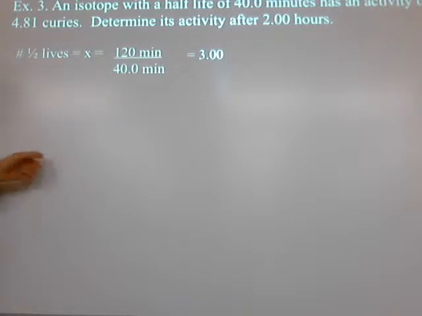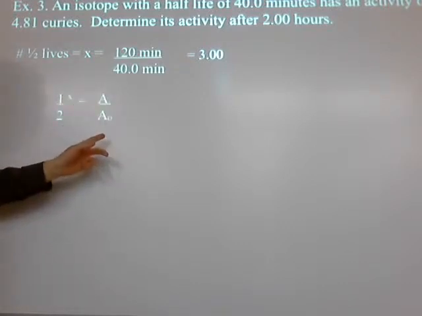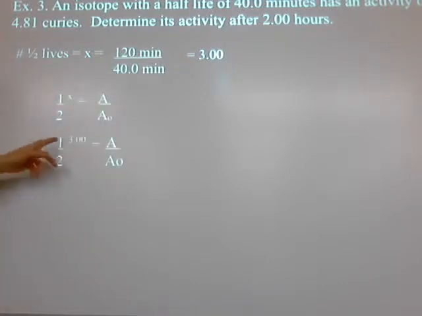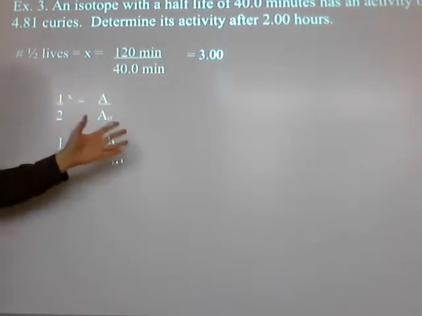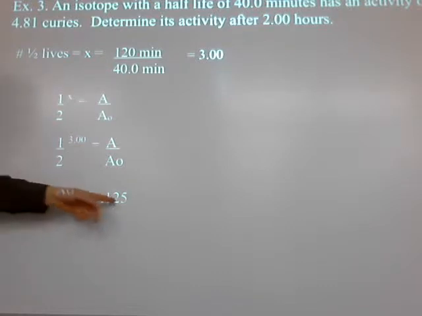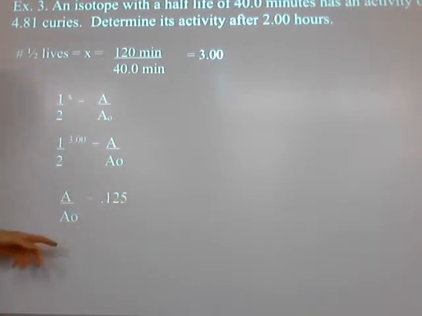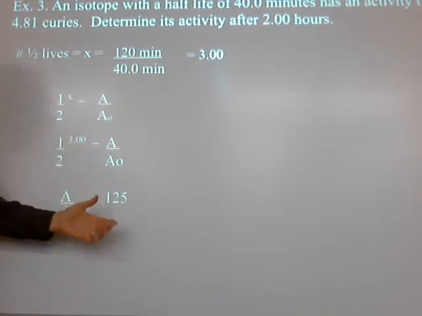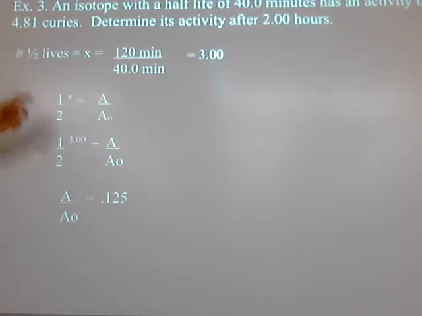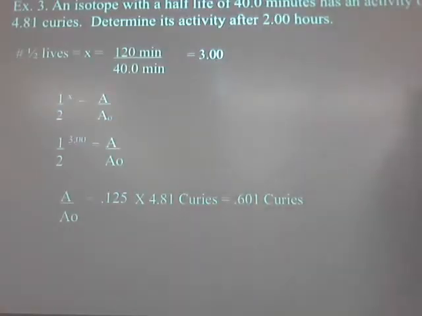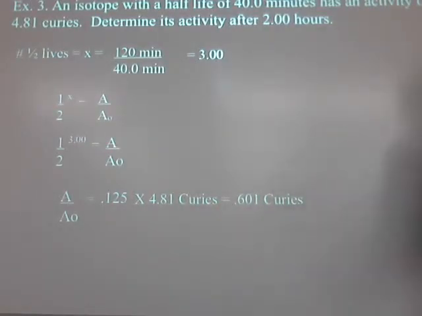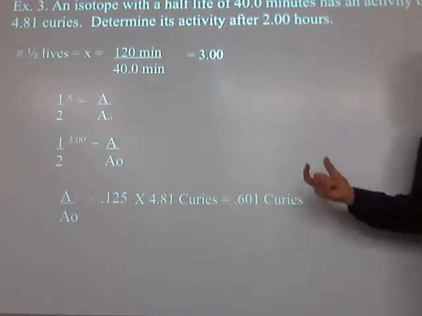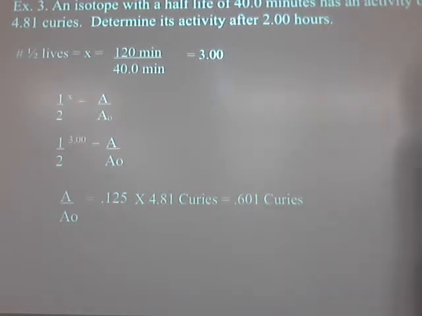3 half-lives. (1/2)^x equals A over A sub 0. (1/2)^3, that's how many half-lives, equals A over A sub 0, which is the fraction remaining. 0.125. That's what A over A sub 0 would equal. So you've got 0.125 times the activity of 4.181 curies. You now have 0.601 curies of radiation being given off. Now, they can also look that up and see, when is that no longer dangerous? How long would you have to wait till you could be around other people or whatever?